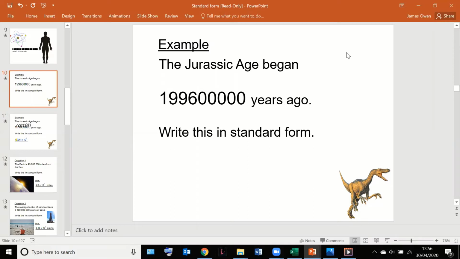So now that we've had a go of having a practice at standard form, I would like you to have a go at this example. This example is taken from a functional skills level 2 test. So I will give you a minute to have a go, and then we will move on explaining it.